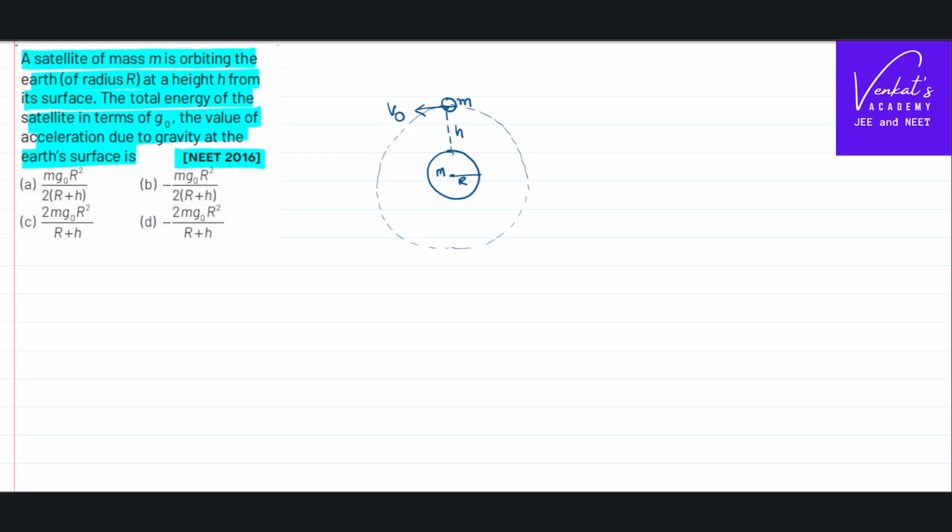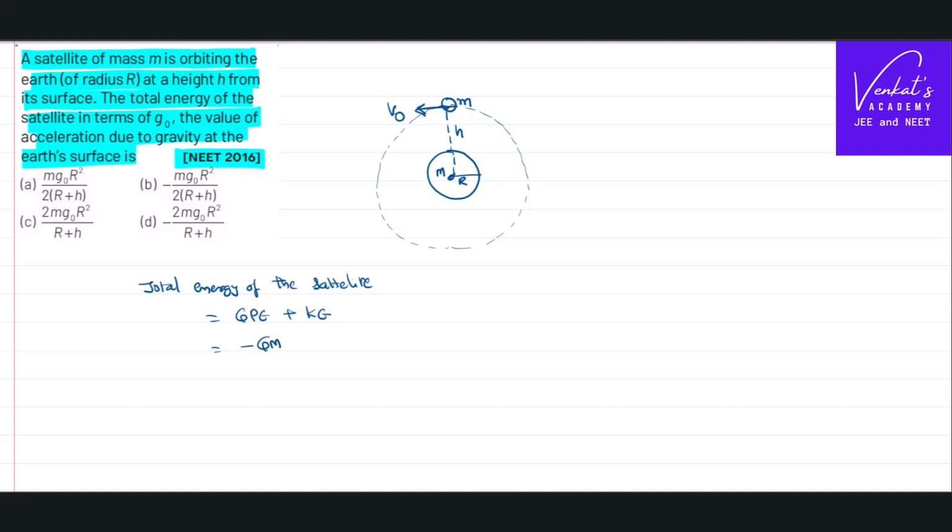Now, what is the total energy that it has? As it is at a certain position from the center of the Earth, it has potential energy. As it is moving, it has kinetic energy also. So, what we can say? Total energy of the satellite is the sum of gravitational potential energy and kinetic energy.